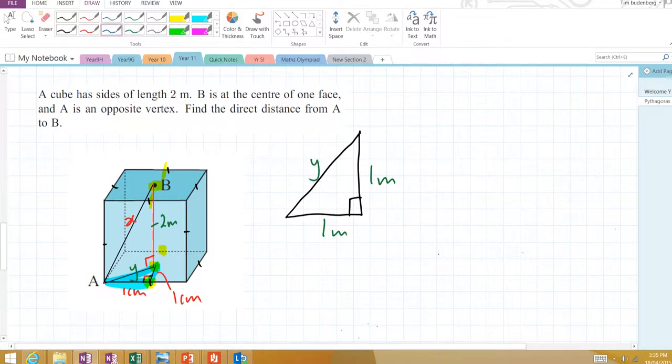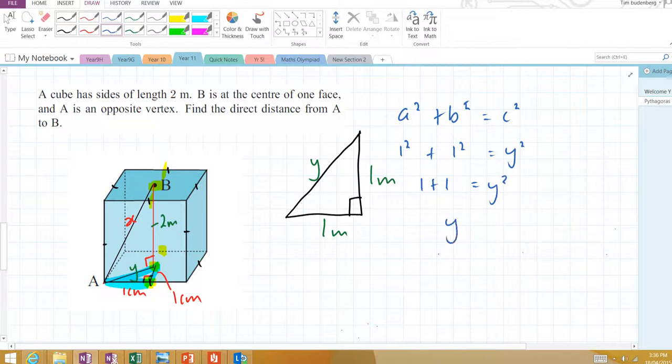It becomes easy. a squared plus b squared equals c squared. 1 squared plus 1 squared equals y squared. 1 plus 1 equals y squared. So y equals, add the ones together, take the square root, so square root of 2. Now, square root of 2 really is about 1.41 something. It doesn't matter. We want to leave it as root 2.